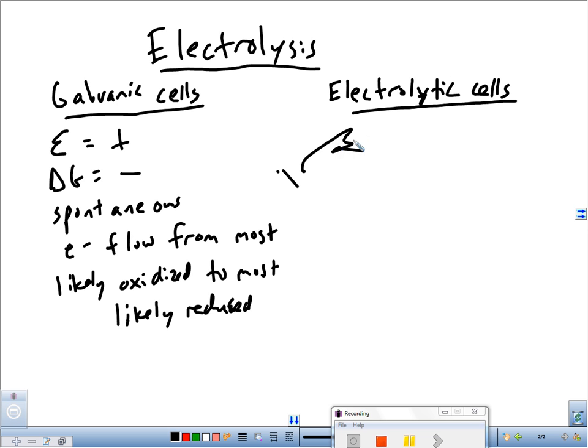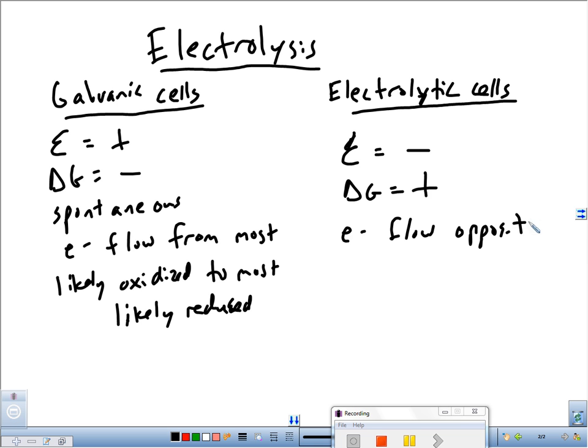So the difference: E is a negative value. Delta G is positive. It's not spontaneous. We have to put energy into it to make it happen. And the electron flow is the opposite of a galvanic cell. And I'll show you what I mean by that.